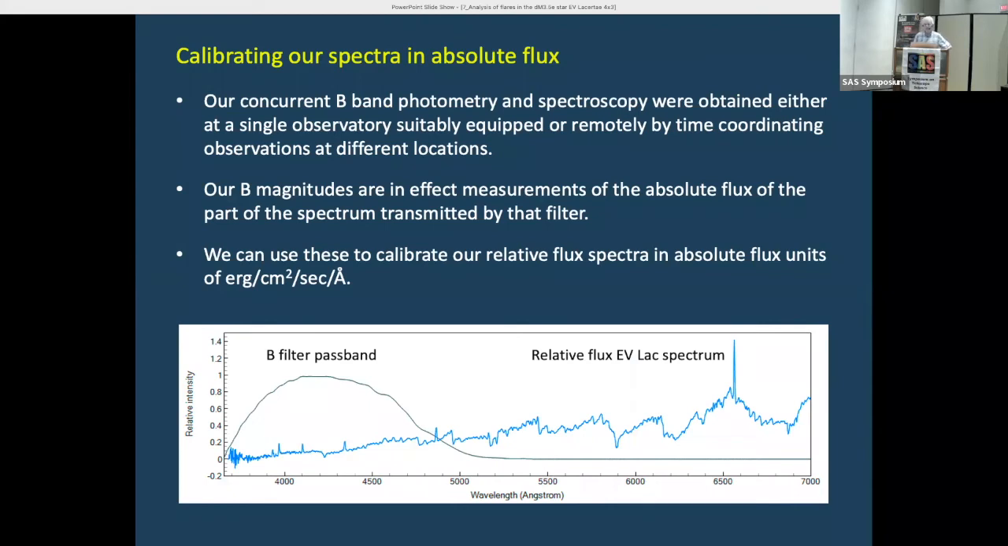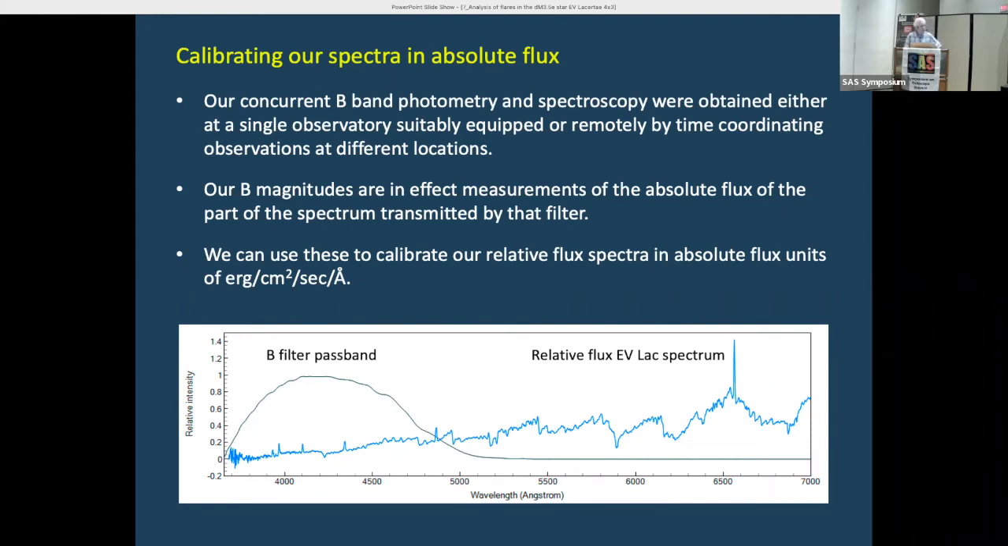We wanted to calibrate an absolute flux. That was the key thing we wanted to be able to do by having both photometry and spectroscopy. We were doing this either with data that had been obtained at a single observatory where people had the ability to do that, or by remotely coordinating people working at different locations. The key to this is that our B-band magnitudes are in effect measurements of the absolute flux of the part of the spectrum transmitted by the filter. As those of you who were at the workshop a couple of days ago will know, we have a methodology for doing that. And we were able to use that to calibrate our relative flux spectra in absolute flux units of ergs per square centimeter per second.